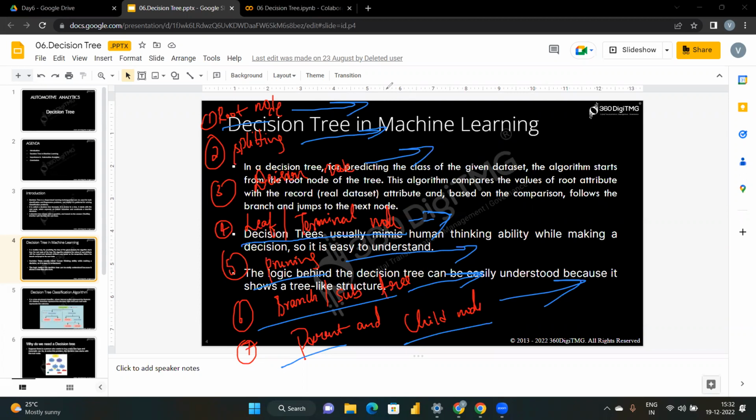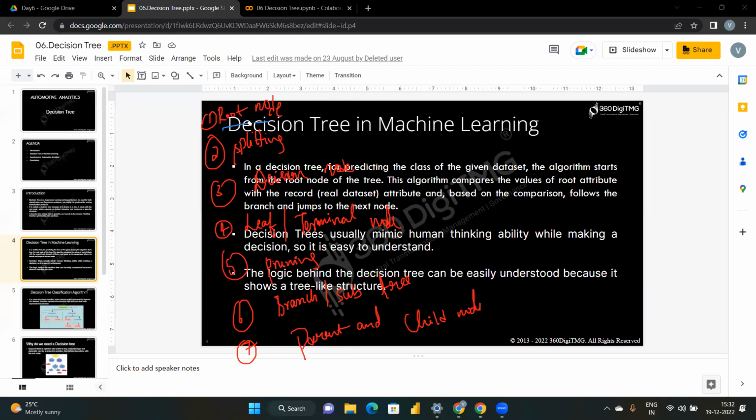Let me explain it once again. I think I was on mute, guys. So let me explain from the starting. The root node represents the entire population or sample, and this further gets divided into two or more homogeneous sets.